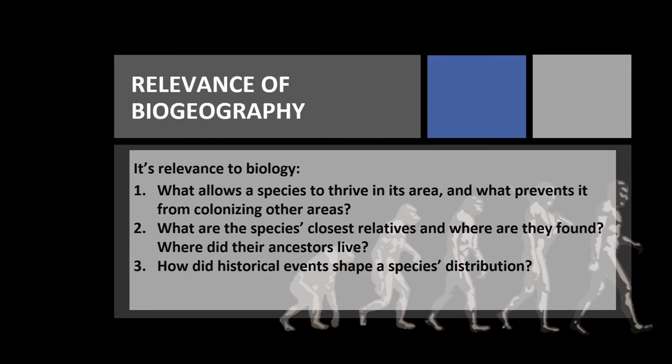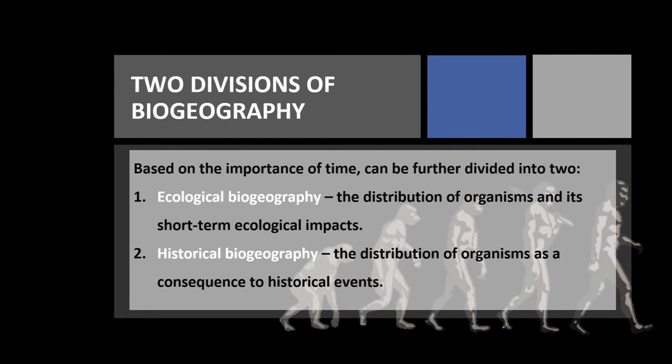Presented are the two divisions of biogeography. Putting time as our basis, biogeography can be divided into ecological biogeography, or the study of how species are distributed and their possible short-term ecological impacts, and historical biogeography, or the study of how species are distributed based on the consequences of different historical events. We will focus more on historical biogeography in this exercise.